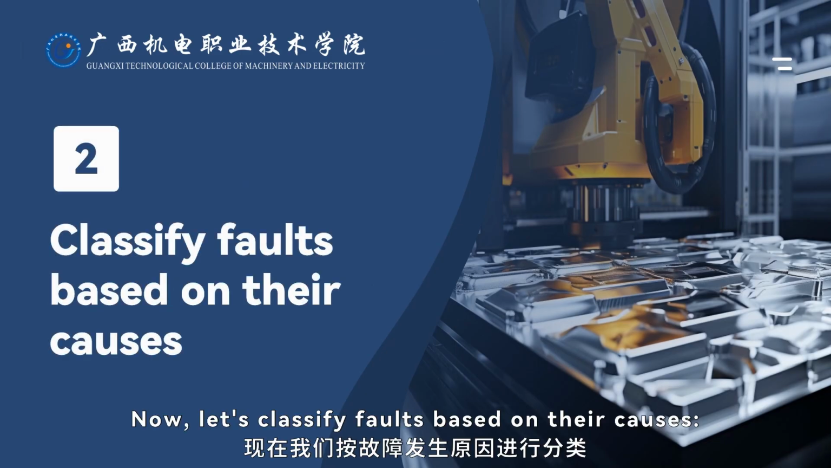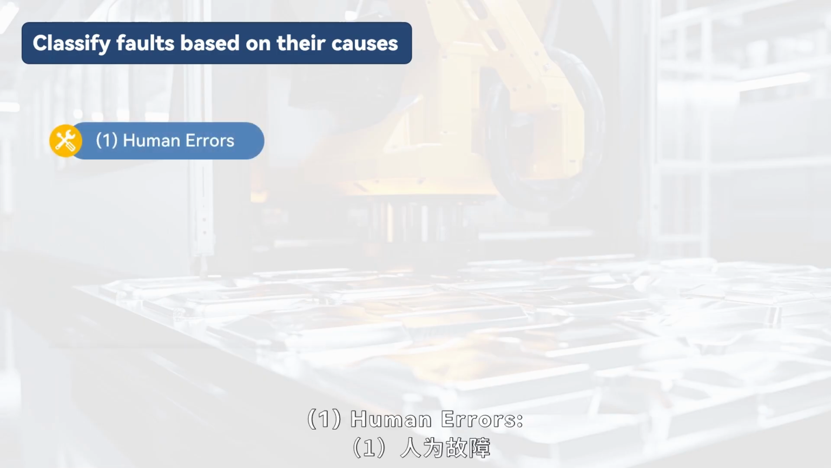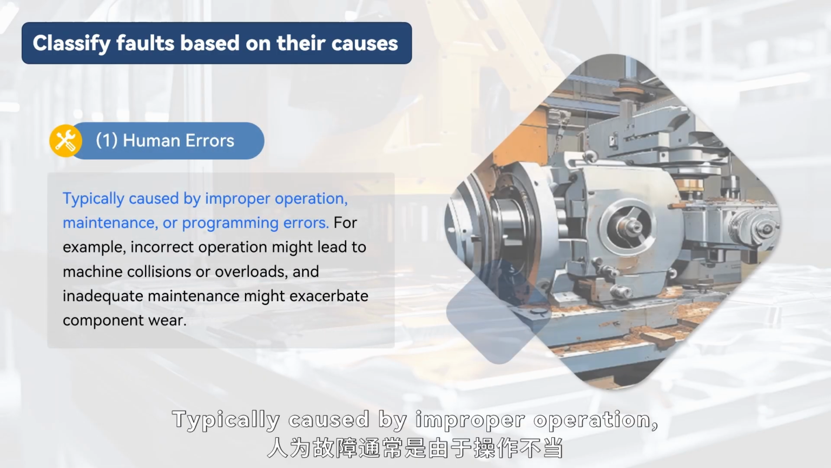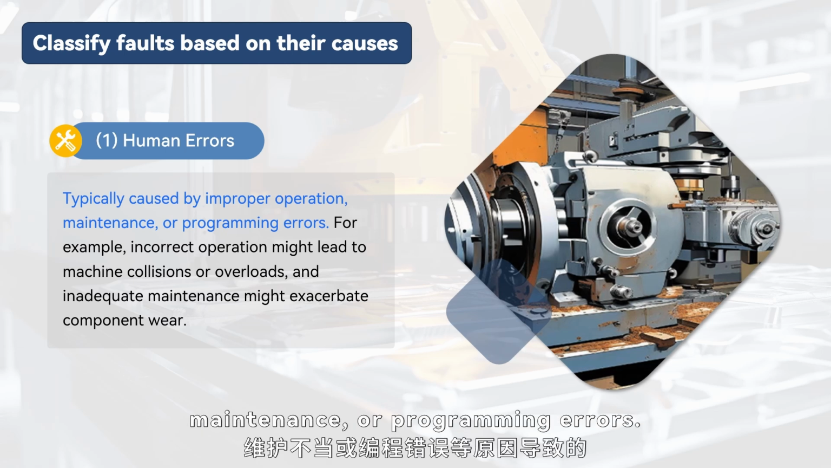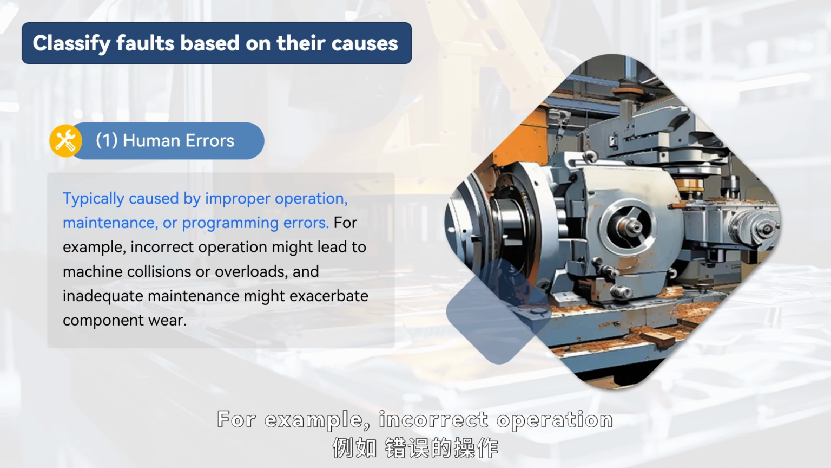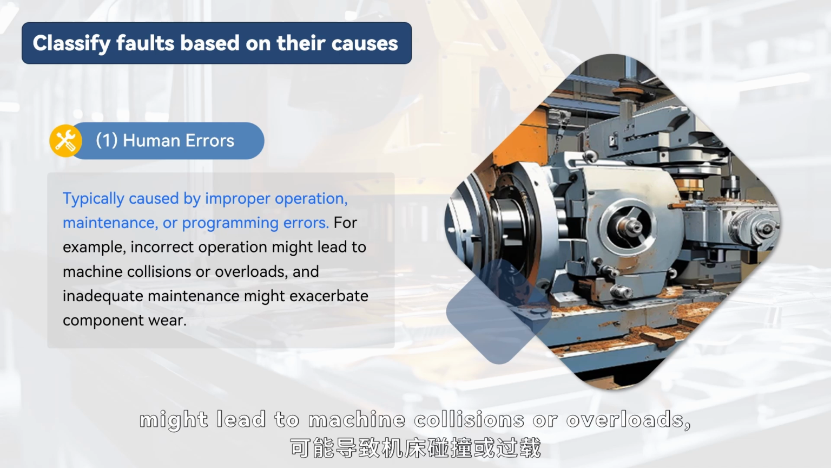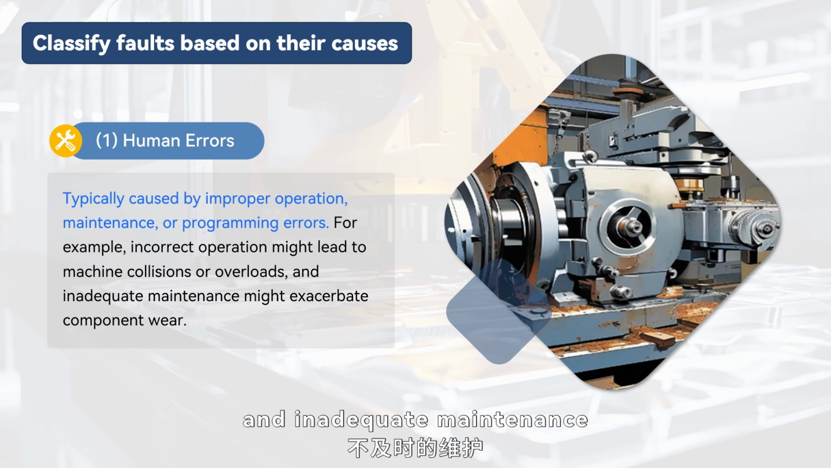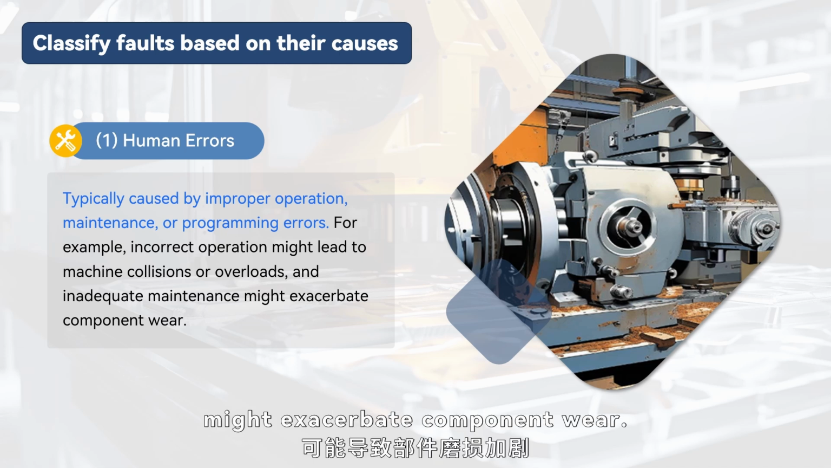Now, let's classify faults based on their causes. 1. Human errors, typically caused by improper operation, maintenance, or programming errors. For example, incorrect operation might lead to machine collisions or overloads, and inadequate maintenance might exacerbate component wear.